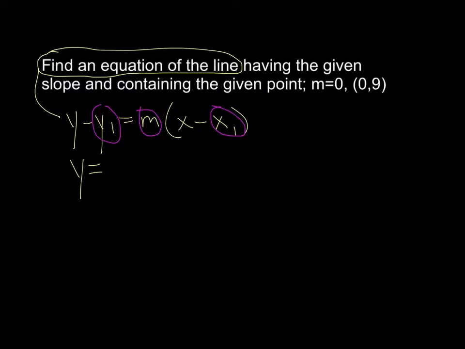So I'm going to go back up here. The point that we're given is (0, 9). It's always x and then y. Let that be x1 and y1, since that's our only pair there. Okay, so y minus y1, which was 9, so subtracting y1, equals m, which in this case they tell us is 0, times x minus, and we're replacing x1 with 0.